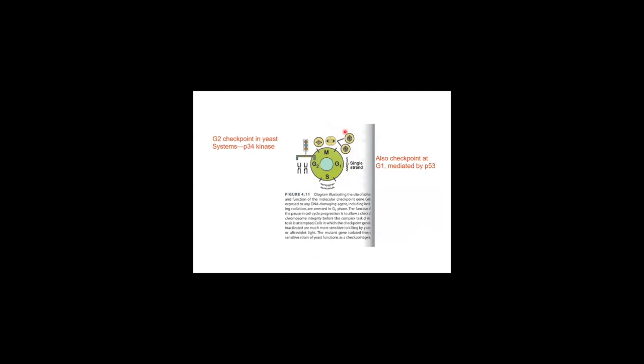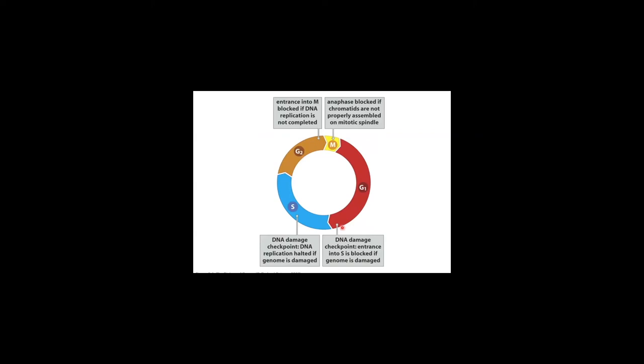At each phase of the cell cycle, there are checkpoints. In this diagram, Hall emphasizes the G2 checkpoint, which is probably the most important for radiation. When we irradiate cells, the most common checkpoint that gets hit is the G2 checkpoint. But there are checkpoints in virtually every phase of the cell cycle. So there is a checkpoint at the end of G1, which is also important from a radiation perspective.